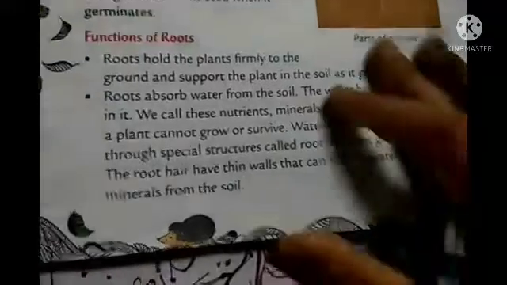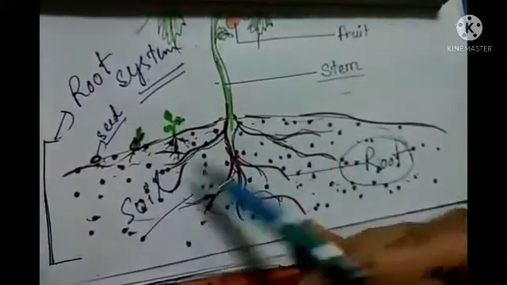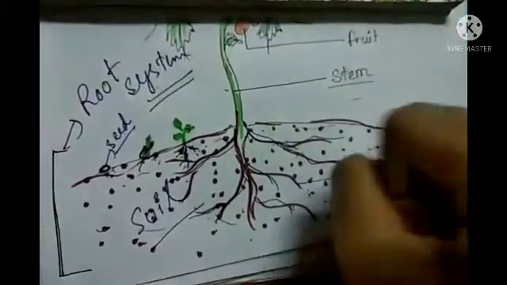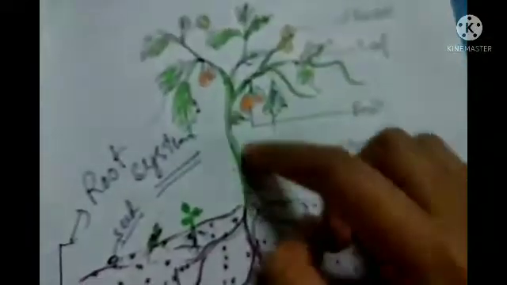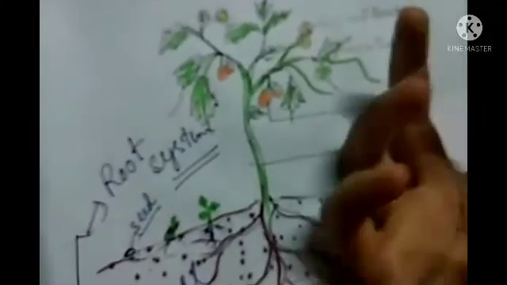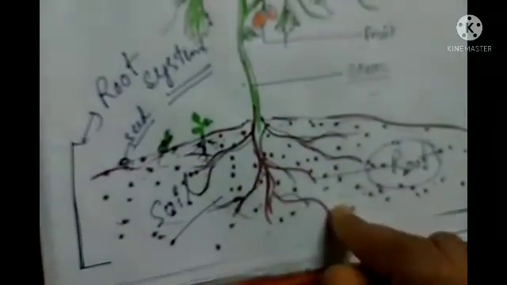Because of roots only, you can see these are like fingers. They are grabbing the ground firmly, that means tightly, so that the upper part of the tree or any kind of plant can stand upright. So that is the first function of roots.